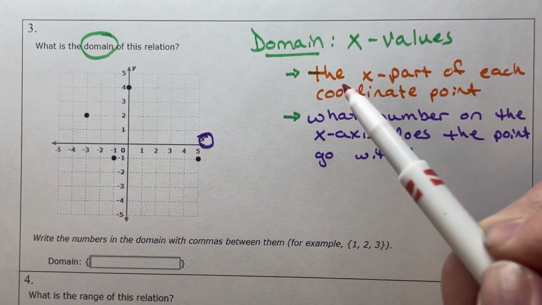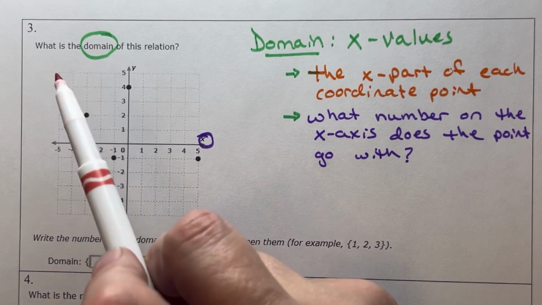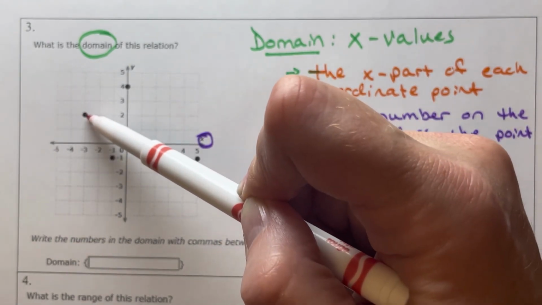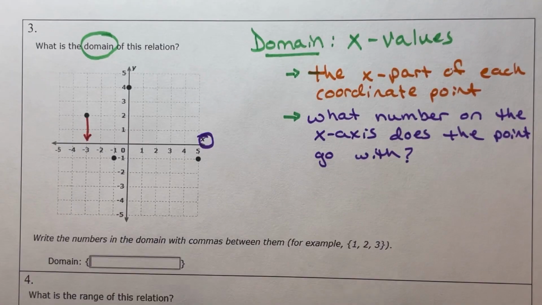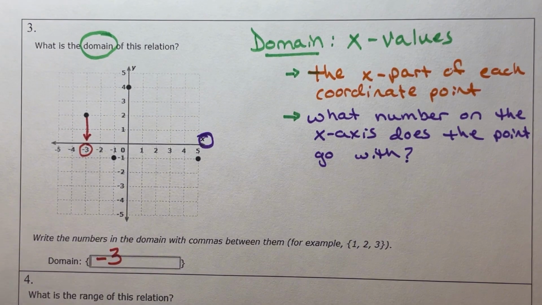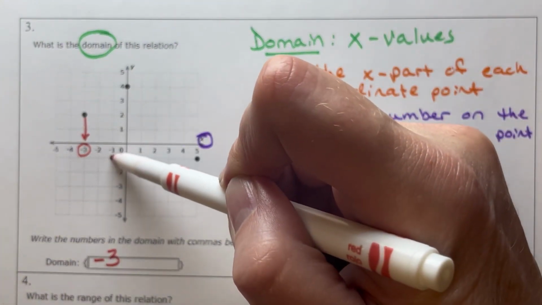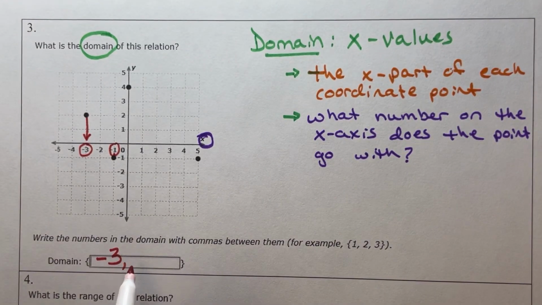So since I'm looking for x values, because we're looking for the domain, I can start here and find my furthest to the left point. Well, there it is. And then just go straight down to the x-axis, and I find I started with a value of -3. Okay. And then as I begin moving along to the right, hey, I found a second coordinate point. So if I say, all right, where on the x-axis does it hit? Oh, well, that's a -1.